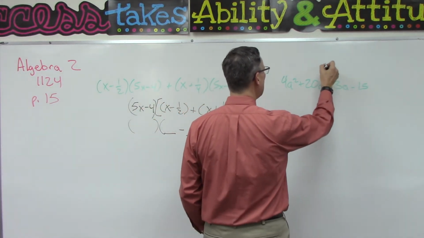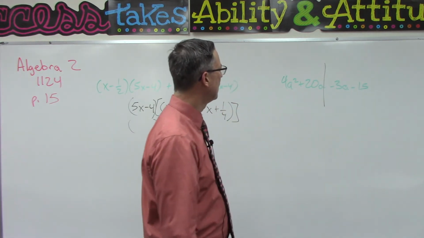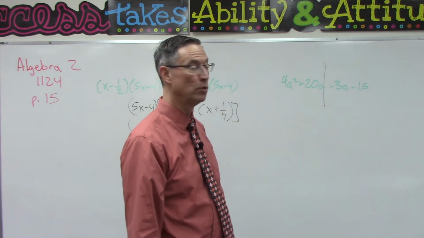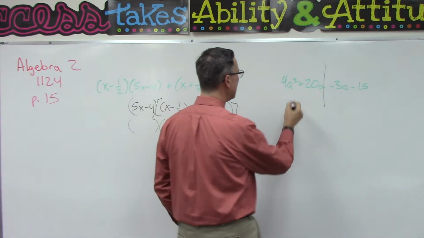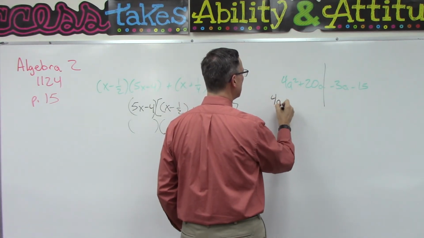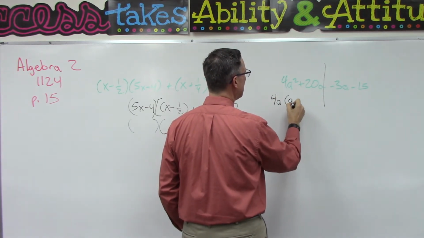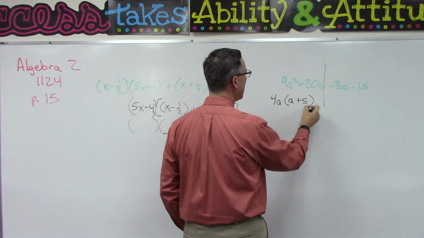We're going to kind of divide it in half here and look at just this first part and say, is there a common factor that I can take out of both of those? And I see a 4 would come out of both of these, and I can take a out of both of them. So just factoring that out of these two, I'm left with a plus 5.